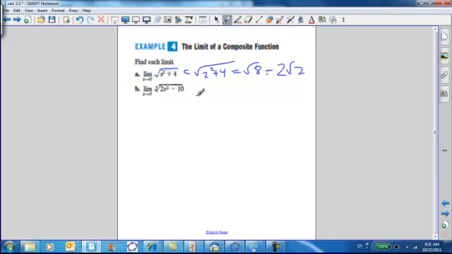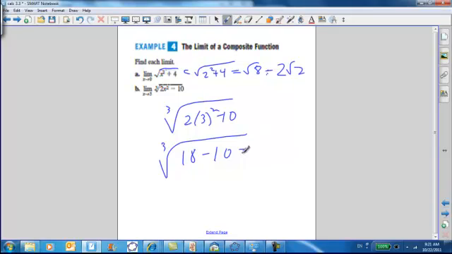Limit as x goes to 3 of the cube root, so that's a cube root of 2 times 3 squared minus 10. Cube root of 18 minus 10. Cube root of 8 is 2.